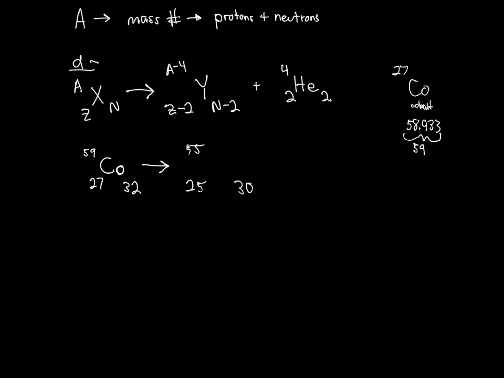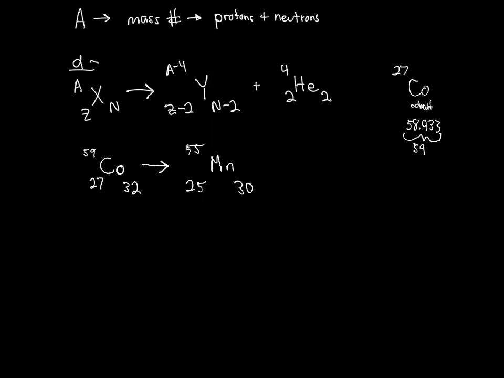I make sure I did my math right. The number of neutrons plus the number of protons should equal the mass number. 25 plus 30 equals 55. I need to know what symbol to put in here. Which one of these three numbers do I look at to find the symbol? I look at the 25. The number of protons is always the number in the periodic table. That determines your element. So what is 25? Manganese. What's the symbol for that? Mn. So now I've ended up with manganese.